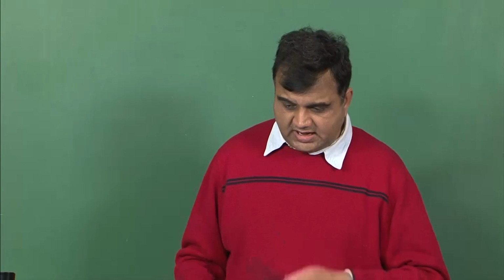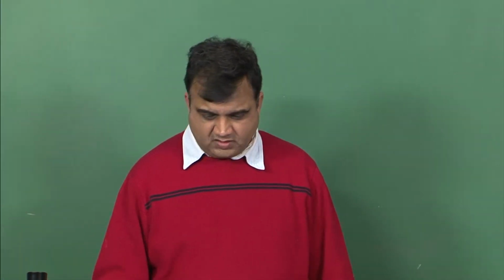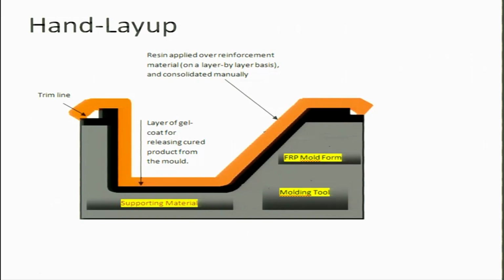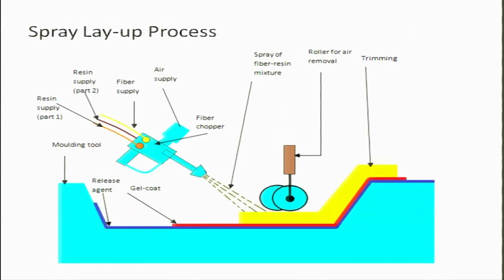Okay. So this is the hand layup process, and most of this work is done manually, its consolidation is done manually. This is the picture which is a schematic for spray layup process. So, this blue thing is your molding tool. On top of the molding tool, as we had discussed, is the release agent, which ensures removal of the part from the mold.